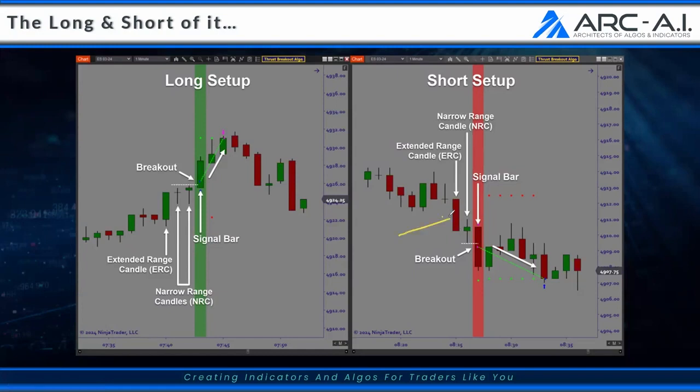Extended range candle, large directional candle, right? Smaller candle, very little body, big body. And then you get the breakout. May trade a short. There it is. Entry just below the zone. And then there's the target. Cool.